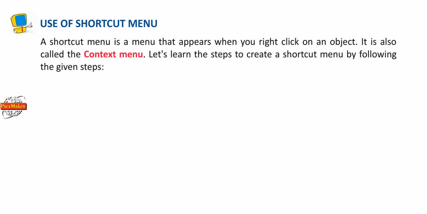Use of shortcut menu. A shortcut menu is a menu that appears when you right-click on an object. It is also called the context menu. Let's learn how to create a shortcut by following the given steps.